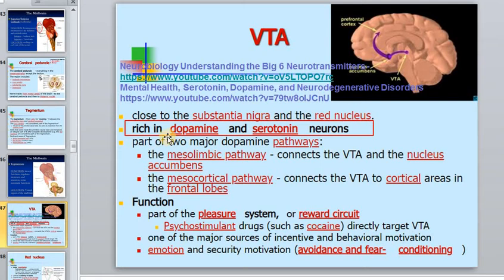neurotransmitters. You see dopamine and serotonin, because this part of the brain is rich in these neurotransmitters. You see it close to the substantia nigra and red nucleus, an area rich in dopamine and serotonin neurons. And you see part of the two major dopamine pathways.